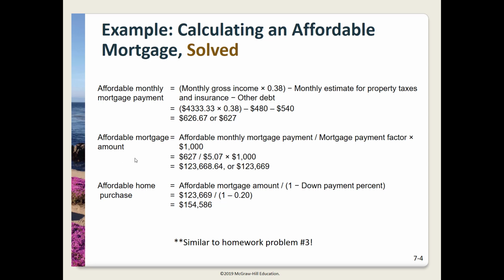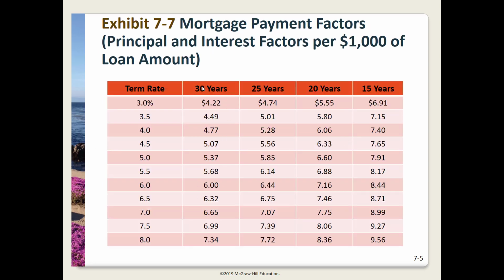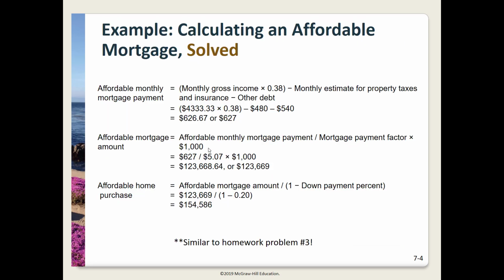So now for the affordable mortgage amount, how much I can borrow, we'll take the 627 that we found previously. So that's the affordable monthly mortgage payment of 627, and we will divide it by our mortgage payment factor. And then multiply by 1,000. So the mortgage payment factor is going to be based off of the 30 years at 4.5%. So here's my 30 years, and at 4.5%, it is 5.07. And so we'll take our 627 divided by 5.07 from the Exhibit 7-7 and then multiply by 1,000. So recall that the mortgage payment factors are based on increments of 1,000.